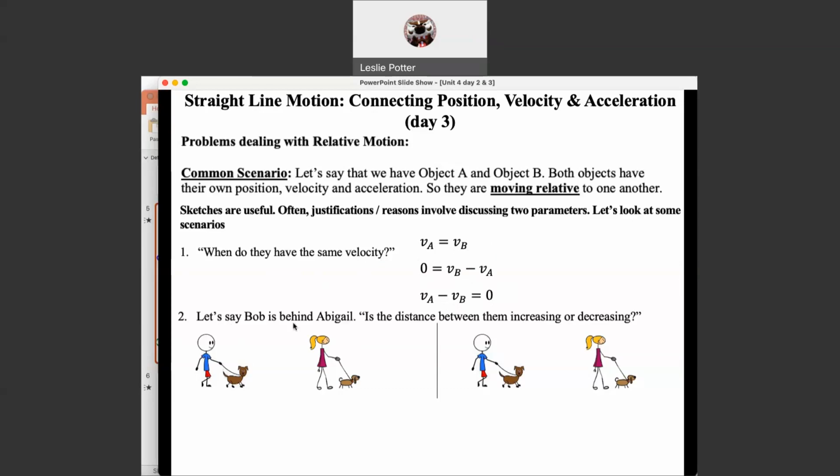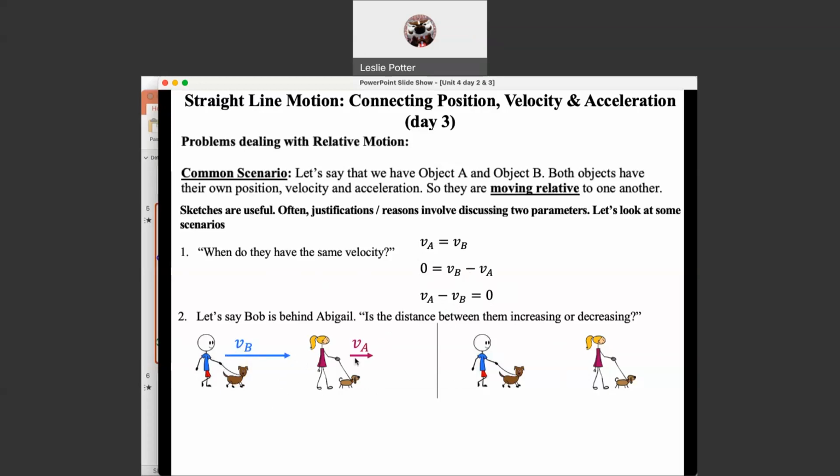Okay, let's say Bob is behind Abigail. So here's Bob, here's Abigail, and the distance between them. Is the distance between them increasing or decreasing? So let's set up a scenario for each. Let's say this is Bob's velocity, VB. It's really long. That indicates he's moving really fast.